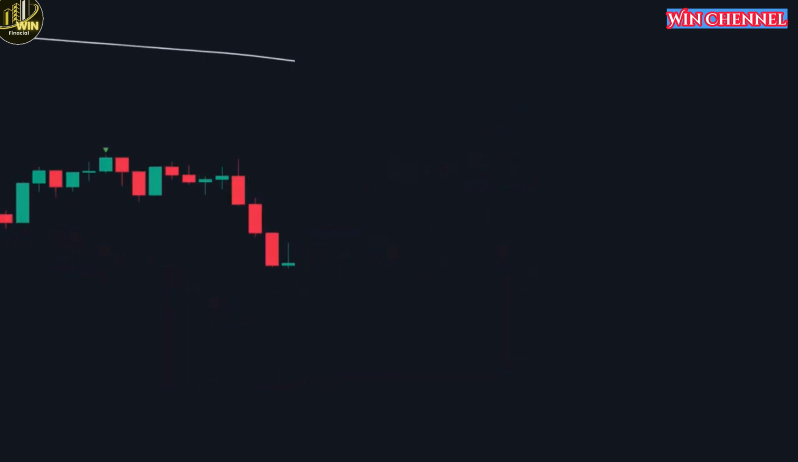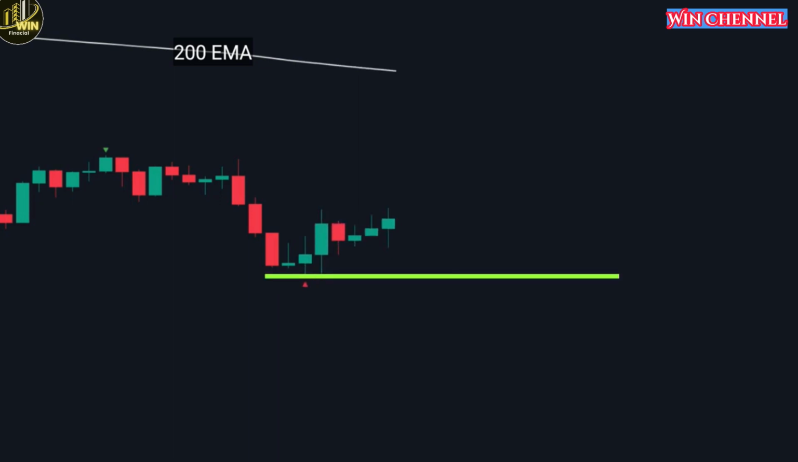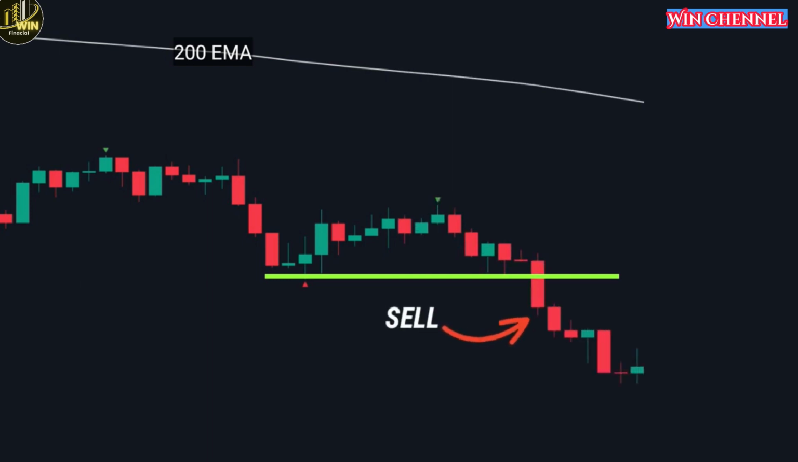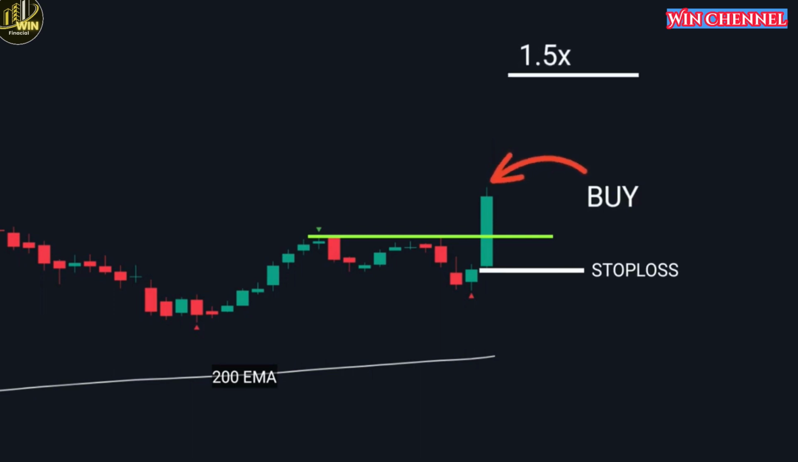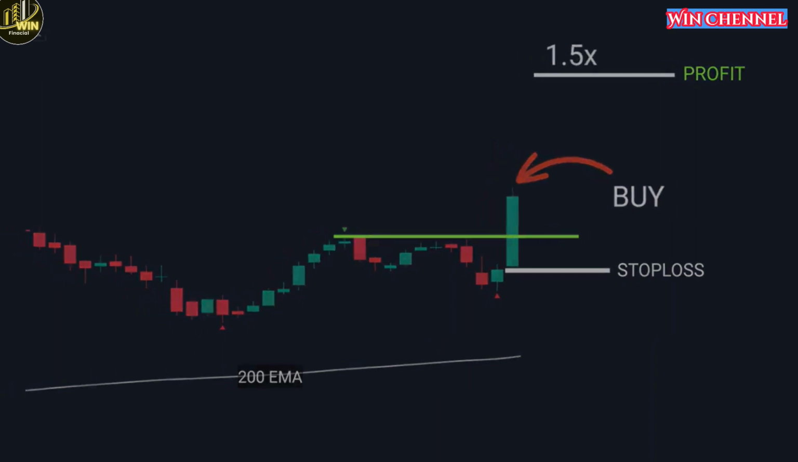Let's say that the price is below the 200 exponential moving average, meaning you only focus on the bottom fractal. So first you want to look at the latest bottom fractal that appeared, then you wait for the closing price to break out below that bottom fractal. Once this happens, you take a sell position. Now let's discuss our exit strategy. So let's say you took a buy position here. For your stop loss, you place it below your entry candle. And for your profit target, you set it at 1.5 times your stop loss.